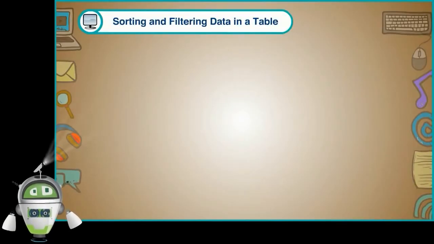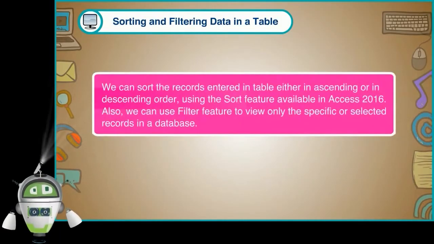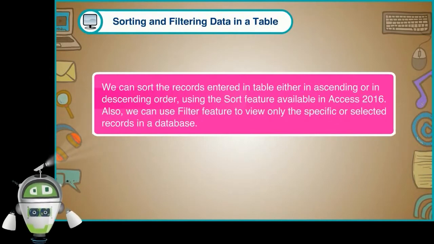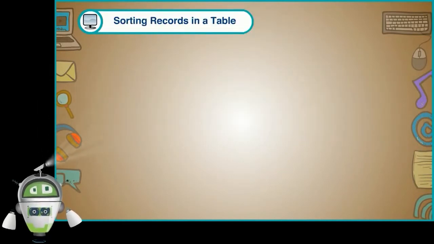Sorting and filtering data in a table. We can sort the data, that is the records entered in table, either in ascending or in descending order, using the Sort feature available in Access 2016. Also, we can use Filter feature to view only the specific or selected records in a database. Sorting records in a table.